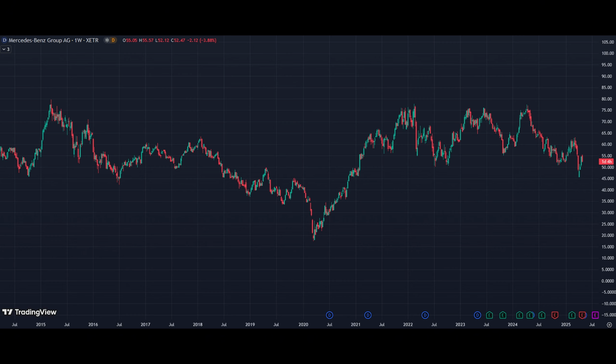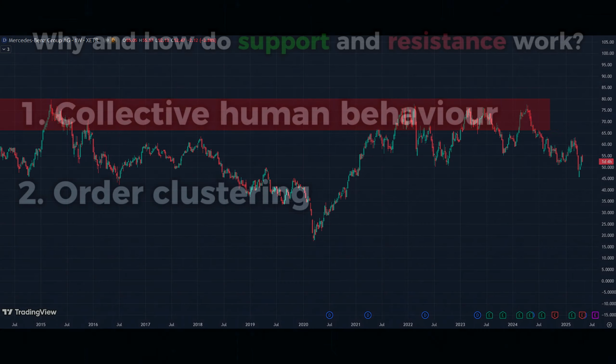On the other hand, sell orders around the resistance trigger a pullback. For example, in the case of Mercedes, the $80 level hasn't been broken in the last 20 years, and it serves as a major resistance, causing bulls to take profits and prompting bears to open short positions.